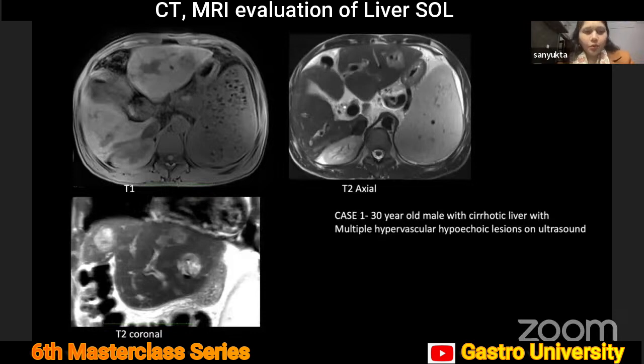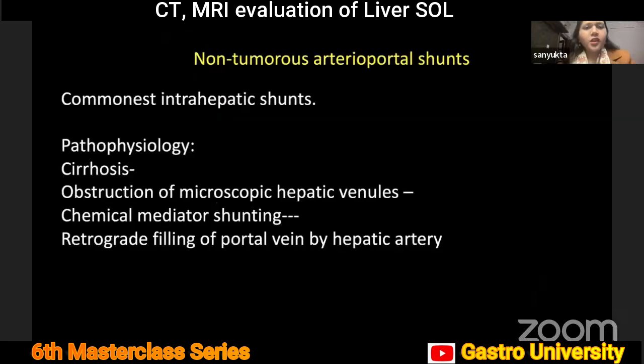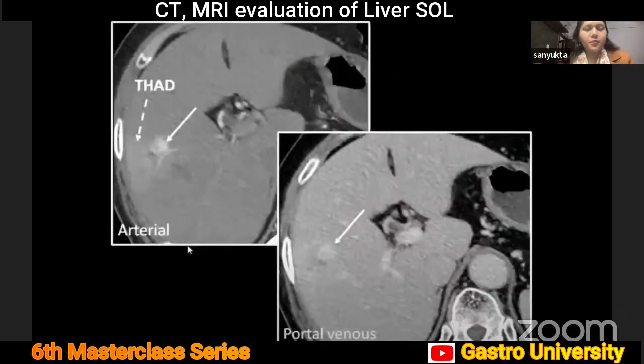So what happens? We project the patient for a triple phase MRI. And what we see on the arterial phase were these vessels at the base of the lesion. These were not any other lesion, but vessels, which are just arterioportal shunts. This is the hepatic artery draining into the portal vein, because the hepatic venules have been compromised by the cirrhotic liver. So the arterial phase itself clinches the diagnosis, and you are sure and make the patient safe that it's an arterioportal shunt, and he just needs to follow up. These were non-tumorous arterioportal shunts, and these are the commonest intrahepatic shunts. We just discussed the pathophysiology.